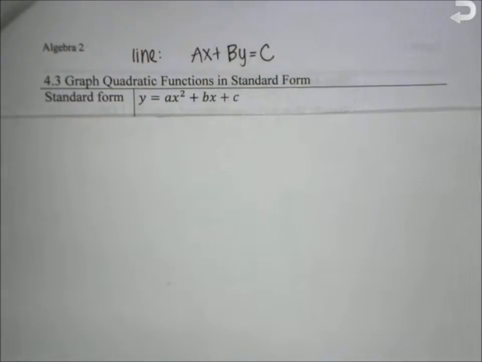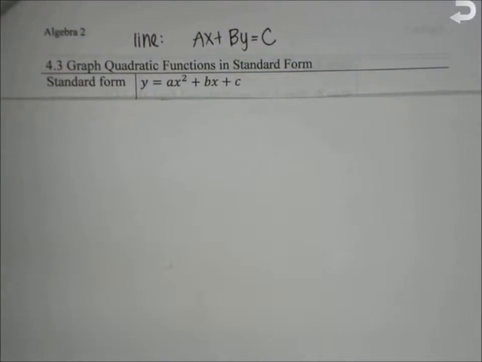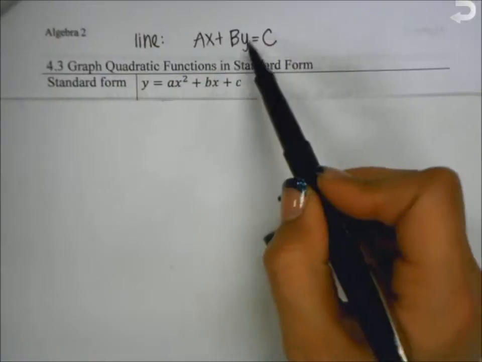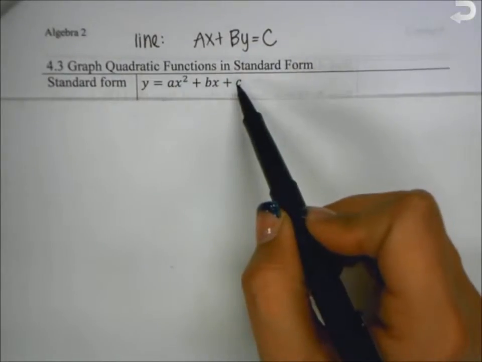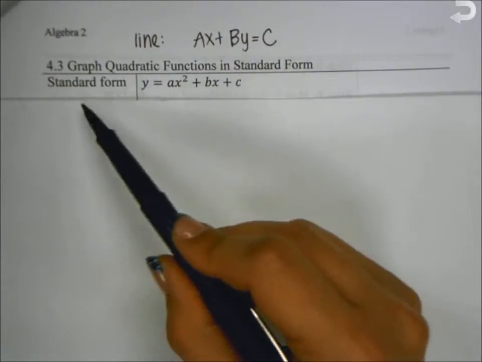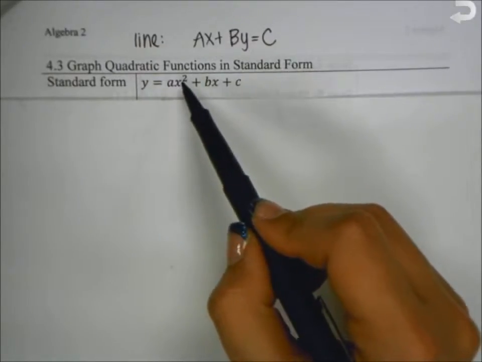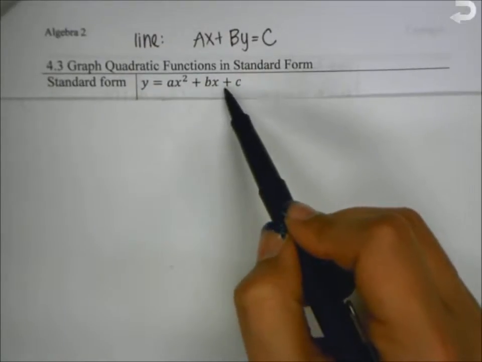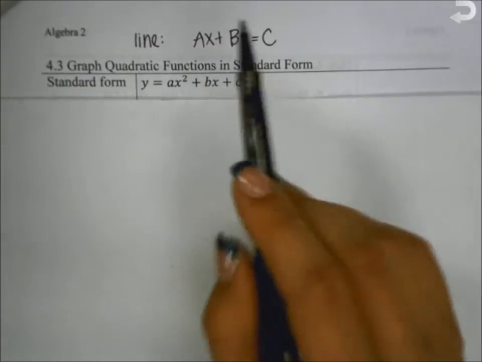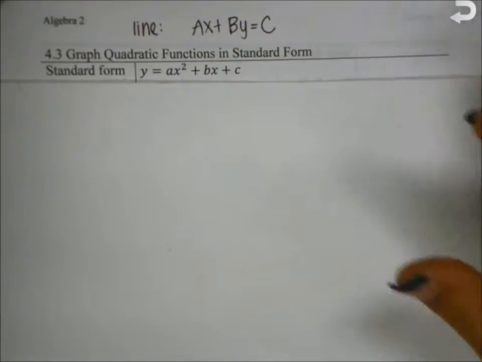Okay? Now, standard form for quadratics is a little bit different. It's kind of what we've been working with already. On a standard form for a line, we have x and y on the same side. Something similar on quadratics. We have all of our x's on one side. So standard form for a quadratic is y equals ax squared plus bx plus c, where a, b, and c are numbers. So standard form is when all of our x's are on the same side of the equation for a quadratic. Okay, so that's our standard form.